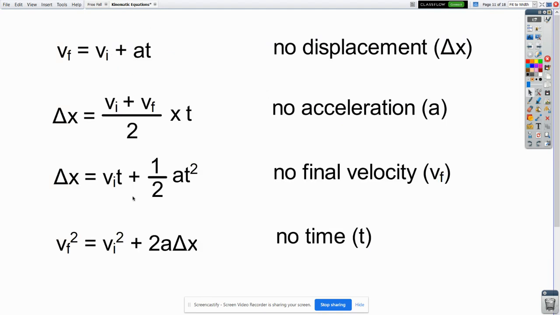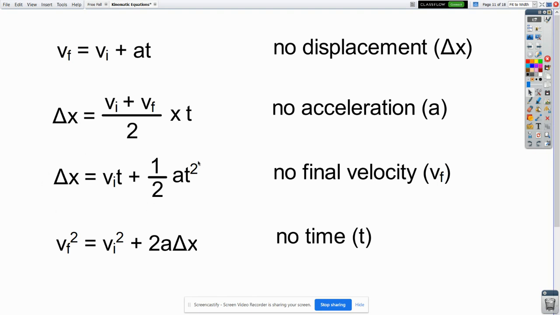There's all four. Again, Vf equals Vi plus At. That's the one that has no displacement, no delta x. Delta x equals Vi plus Vf over 2 times t. That is the no acceleration equation. Displacement equals initial velocity plus final velocity divided by 2 times t.